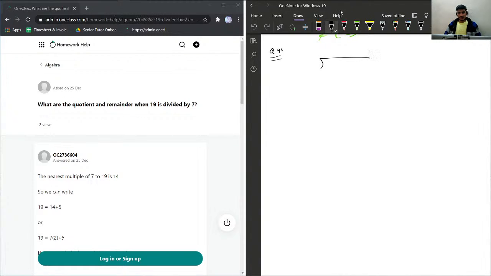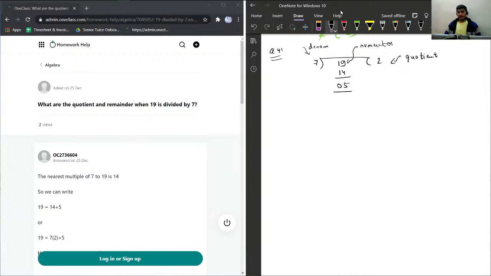I'll draw the division one. This is 19 and this is 7. So 7 is the denominator, and this 19 is the numerator. Now I'll do the division. I can take 2 times 7, which is 14. Whatever I'm getting here is basically the quotient.